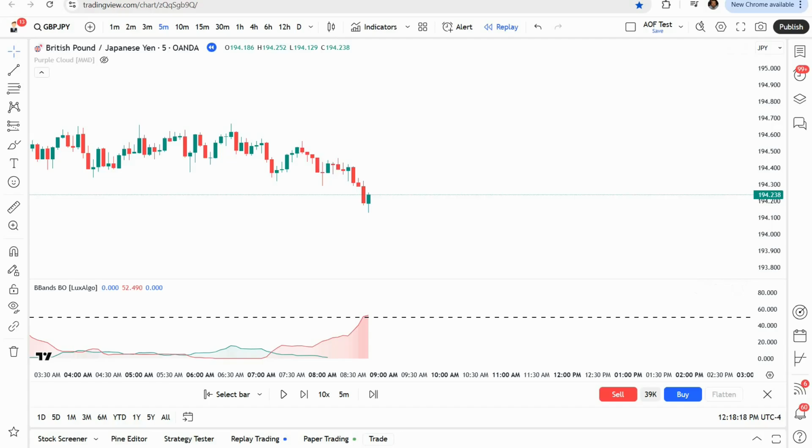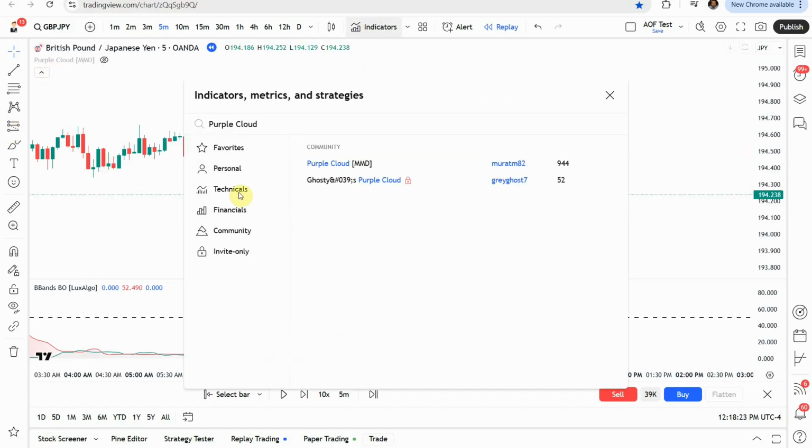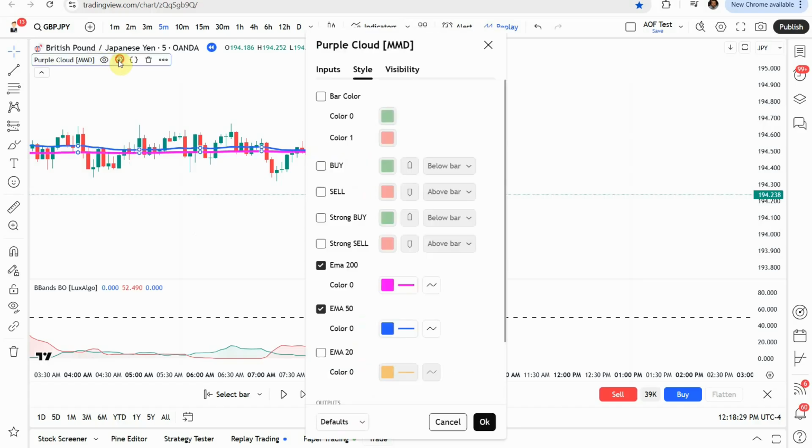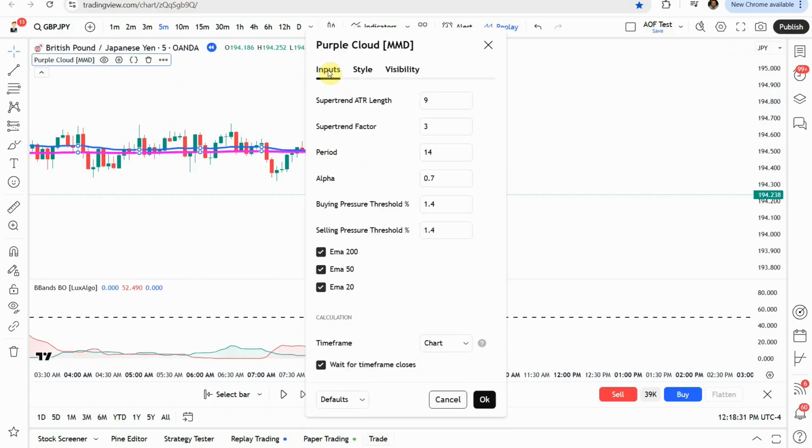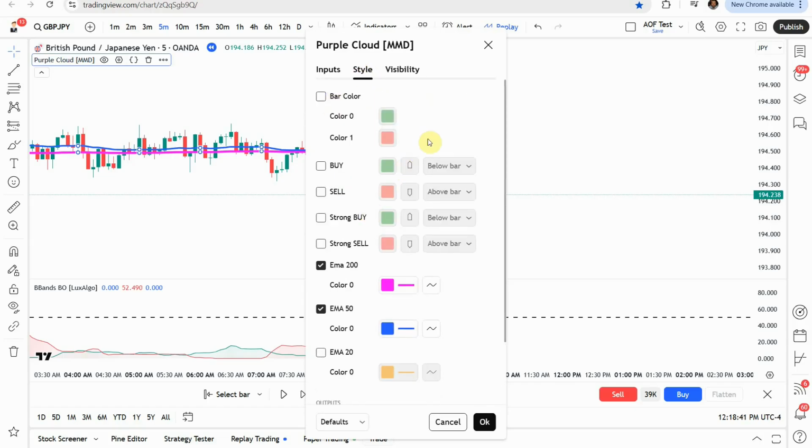All right, the next indicator we will add to the screen is going to be the purple cloud indicator. It's going to be this one right here. Go ahead and click on that and add it to the screen. And again, we will jump into the settings. What we're going to do is make sure the Super Trend ATR length is set to 9.